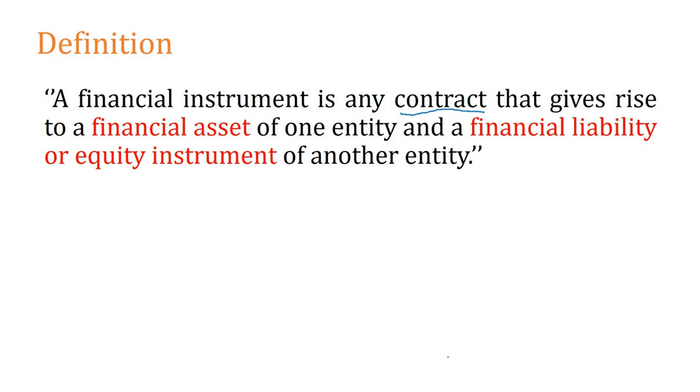Okay, we'll take an example like this. I am purchasing shares of John Keells. From my point of view, it is an asset for me. It is a financial asset for me. And from John Keells' point of view, it is equity, an equity instrument. That's what it says. This will give rise to a financial asset for one party. The other party will have a financial liability or an equity instrument. Understood? So this is the nature of the financial instrument.